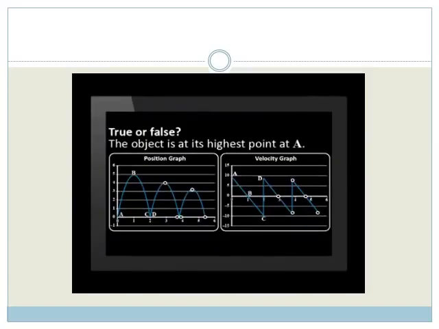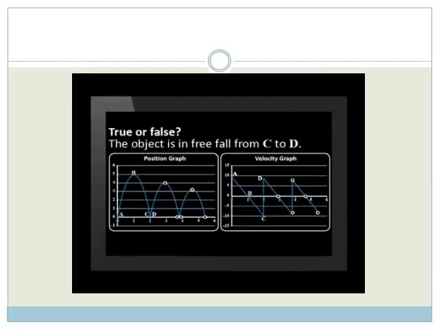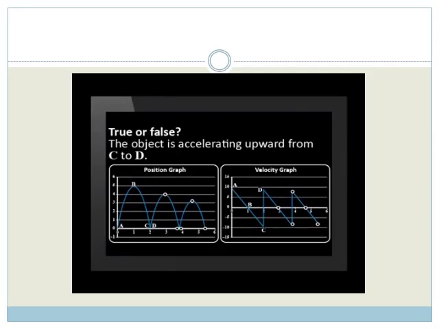True or false? The object is at its highest point at A. The object is at its highest point at B. The object is traveling just as fast at A as at C. The gradient of line AB is the same as the gradient of line BC. The object is in free fall from C to D. The object is accelerating upward from C to D.